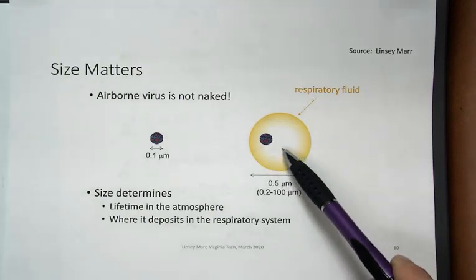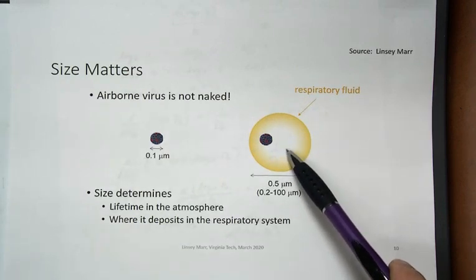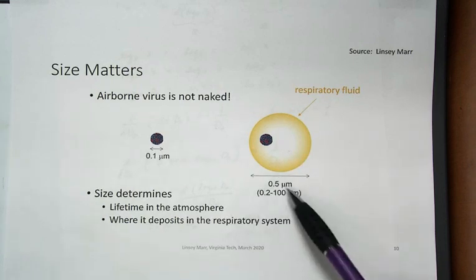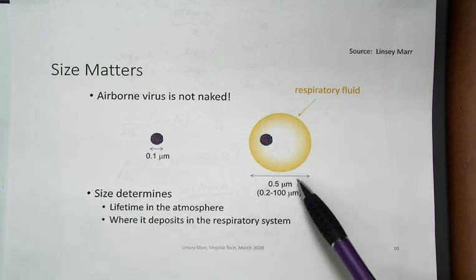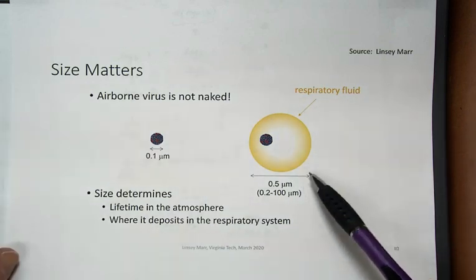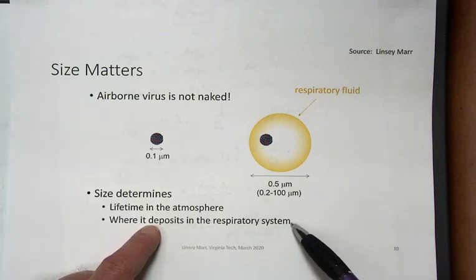Now, the size of this particle determines two really important things. Its atmospheric lifetime, because of that strong relationship we said with the gravitational settling velocity and size. And it also determines where in the respiratory system it deposits, so nose, throat, upper section of the lung, deep lung.